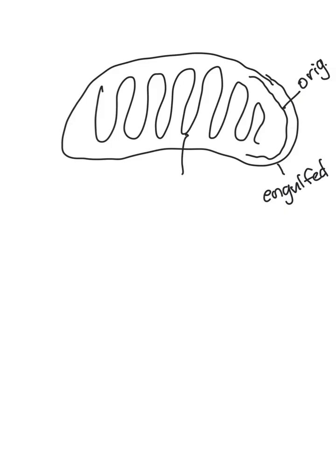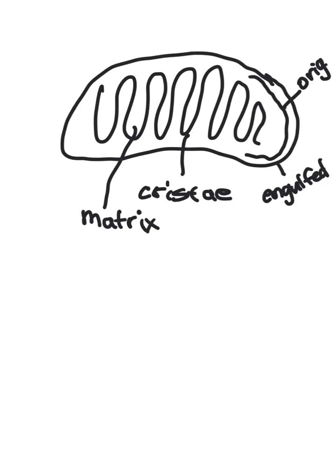The membrane portion of it is called the cristae, C-R-I-S-T-A-E, the cristae, and that's where some of the process is going to happen. And then the space in between, where there is space, is called the matrix. Not like the movie, but it's just the matrix in between the cristae.